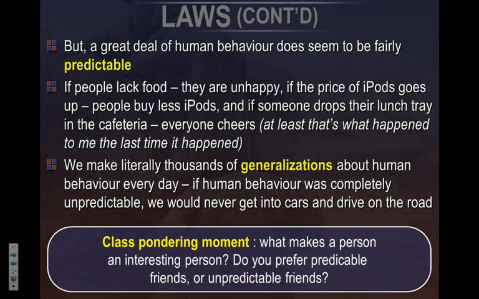There are a lot of generalizations we can make about human behavior every single day. And if human behavior was, in fact, completely unpredictable, why would we even get in a car and drive on the roads? It would be anarchy. So, something to think about. When you think of a person who you would consider an interesting person, do you prefer people who are predictable or unpredictable? Which to you is a more interesting feature?